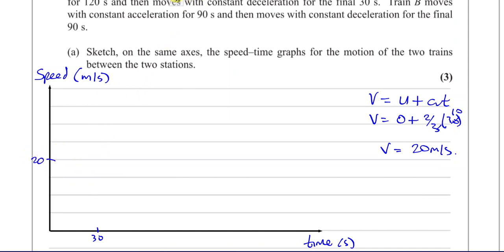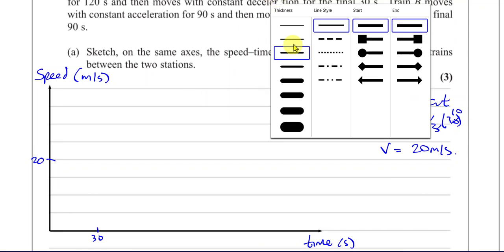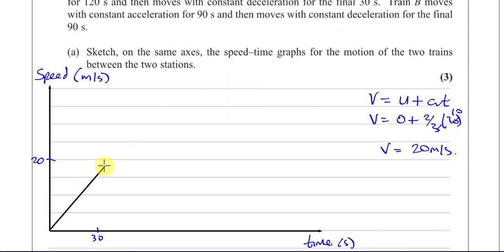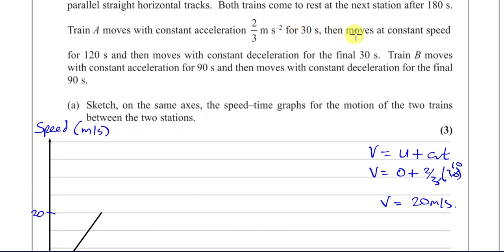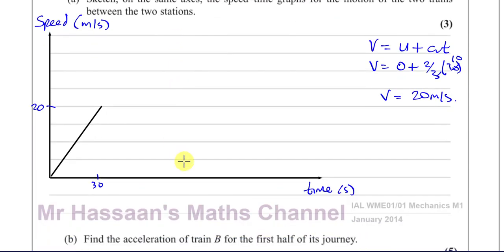You could show that part of the journey with a line that looks like this. Then it moves with constant speed for 120 seconds. So that means it stops at 150, because 120 plus 30 is 150. It's not to scale, just a sketch. So that's 150 seconds, and that's 120 seconds going at that constant speed.